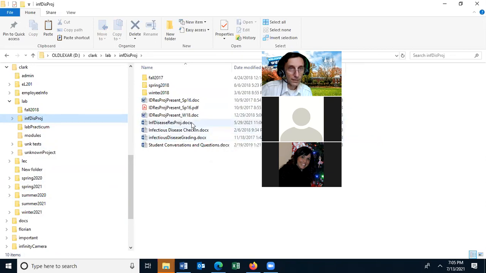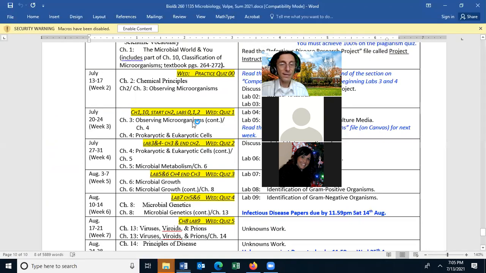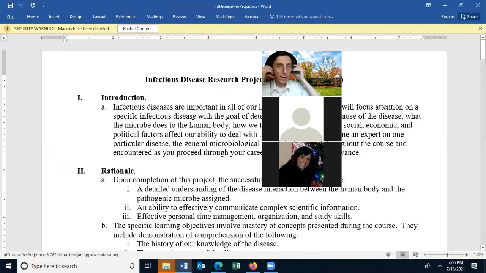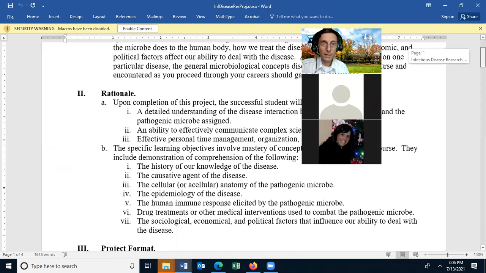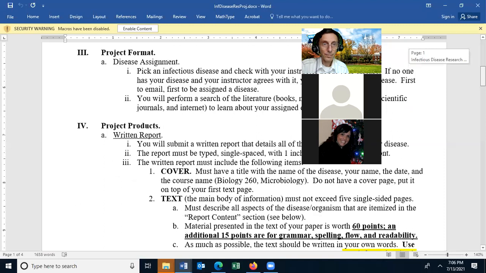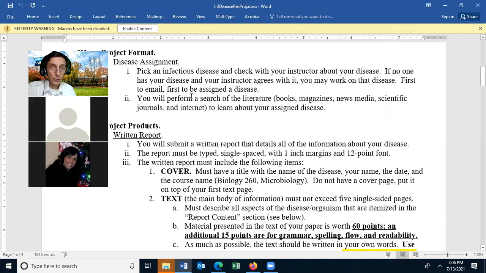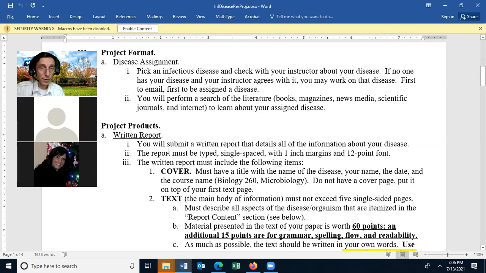Well, let's go with the infectious disease project. You're going to choose a research project on an infectious disease. This will be a 100-point project. Make sure you get it approved by me, and then do research to learn about the disease. Write up a written report.